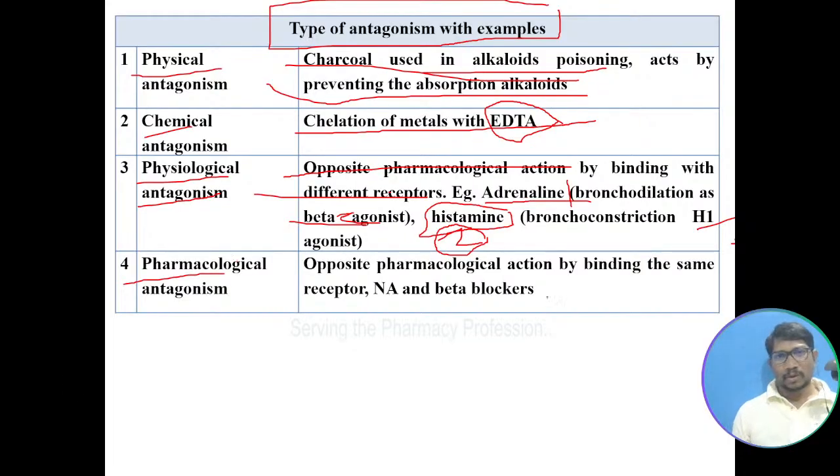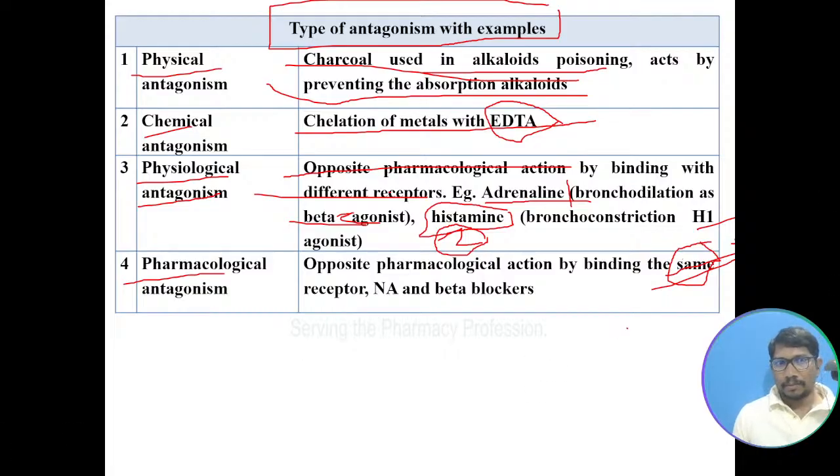Now fourth one is a pharmacological antagonism. यहाँ पे क्या है? Opposite pharmacological effect by binding to the same receptor. जैसे for example noradrenaline by interacting with the beta receptor increases the blood pressure. Beta blocker like propranolol blocks the same receptor and decreases the blood pressure. So opposite action interacting with the same receptor is known as a pharmacological antagonist. Now opposite action by interacting with a different receptor is known as a physiological antagonist.